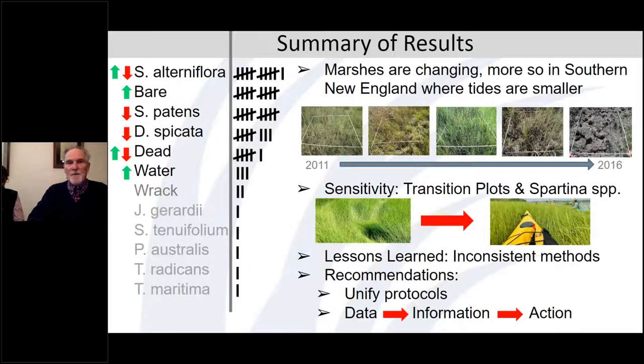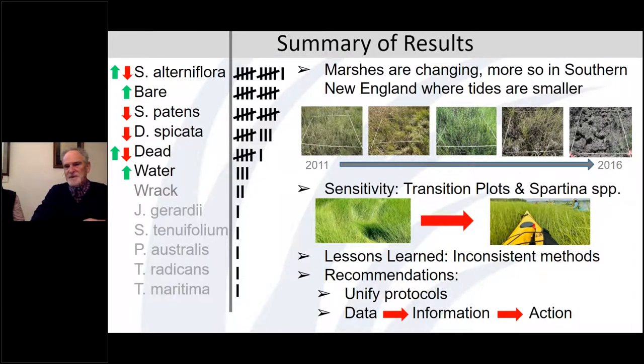So to recap, it's pretty clear that these results from this national network of data collection applied just to New England show marshes are changing, and they're changing pretty dramatically in all of our marshes. It's more so in the southern marshes that have smaller tidal ranges, but they are changing nonetheless. And you can see the change using something as simple as a photo of your plots every year, like Kenny Raposa has done here between 2011 and 2016, showing a dramatic loss of high marsh plants in one of his marshes.